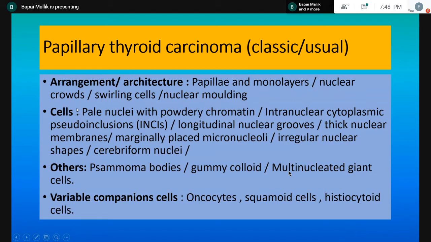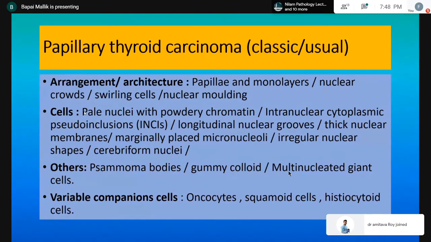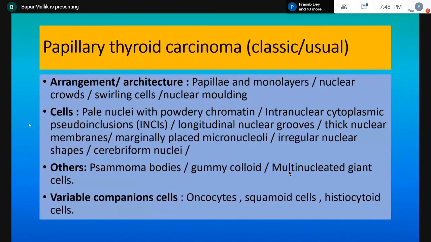nuclear molding. Now, when you look at the cells, this is where the real money is. And most of us diagnose papillary carcinomas based on the appearance of the nuclei. This is the most important thing. And the most common thing that you find in papillary carcinomas is this one. You see nuclei with pale powdery chromatin. You are going to come across intranuclear cytoplasmic inclusions. We really love to see intranuclear cytoplasmic inclusions because it really buttresses our diagnosis. As long as you do not see these inclusions, we are not really very confident. But once you start seeing them, we know that we are dealing with a papillary thyroid carcinoma, although intranuclear cytoplasmic inclusions may be found in other conditions, including benign conditions.